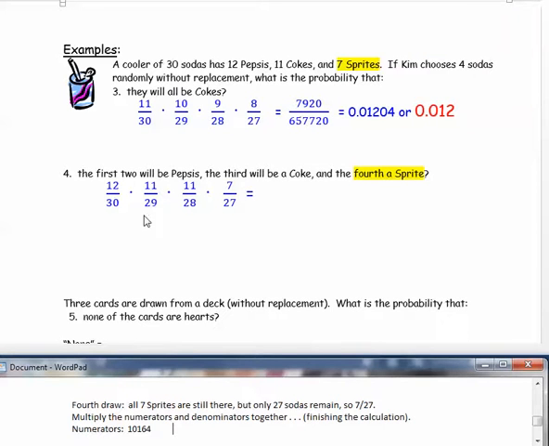and it was the same one. So often if you have 2 problems on the same situation, that was kind of a waste of time. I didn't need to do that. You can just look back and see what it was here. So it's 10,164 over this denominator, 657,720.